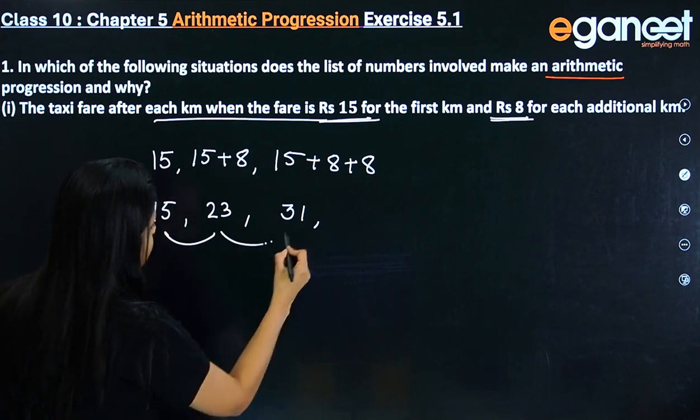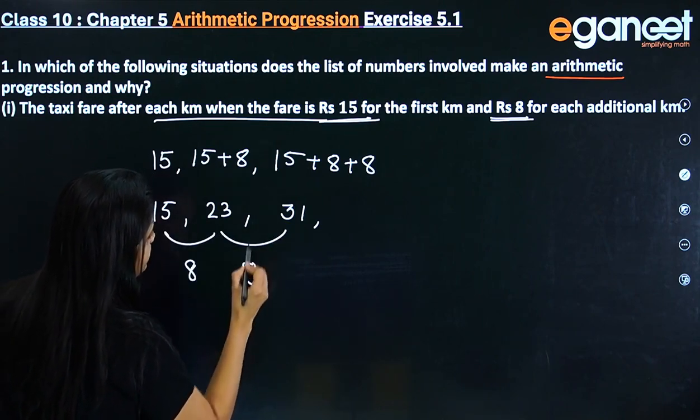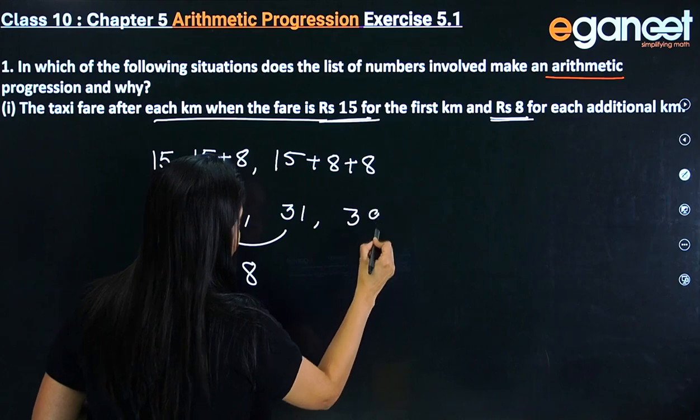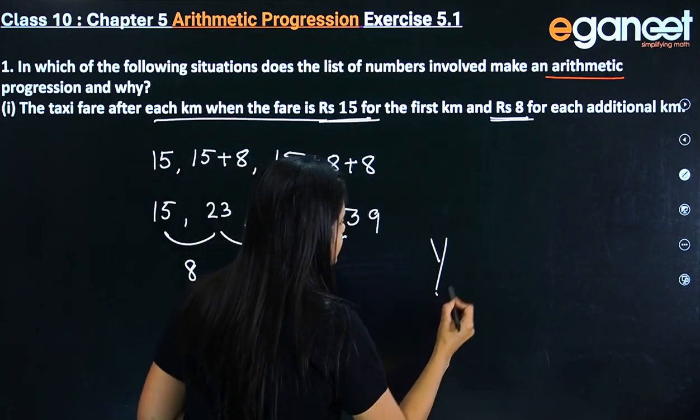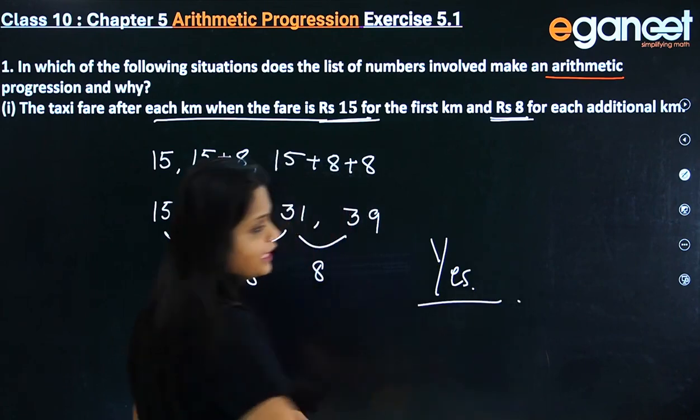Clearly I observe that here I am getting a difference of 8. The next term will be 39. Again a difference of 8, and hence I can conclude that the given situation is an AP.